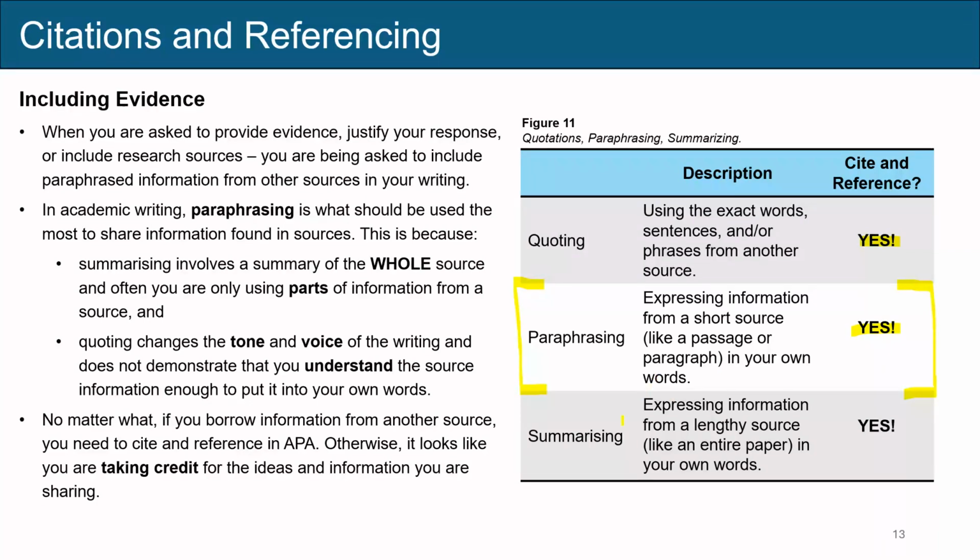The other one we might see is what's called summarizing, which is when you essentially take a whole source and summarize it. So this only happens if we are writing about the results of a big research paper or the total summary of a book. But if you're just taking a bit of information from a larger source, most of the time that's going to be paraphrasing. And no matter what, if we got information or ideas or examples from another source, we need to cite and reference.